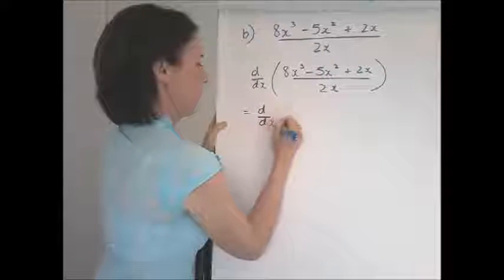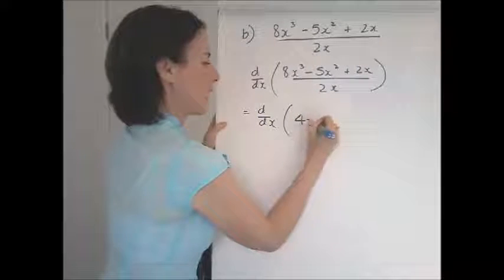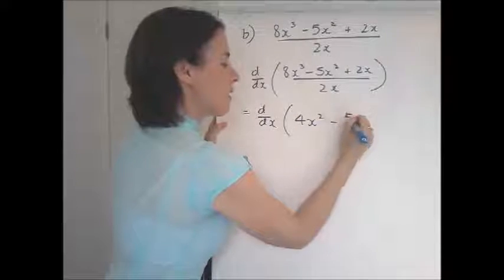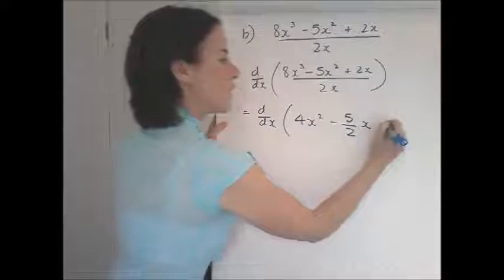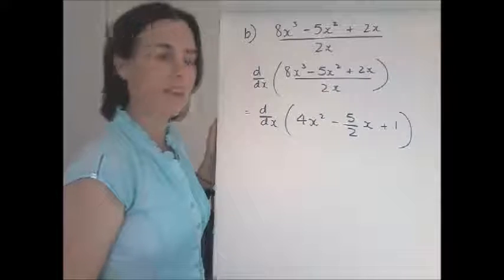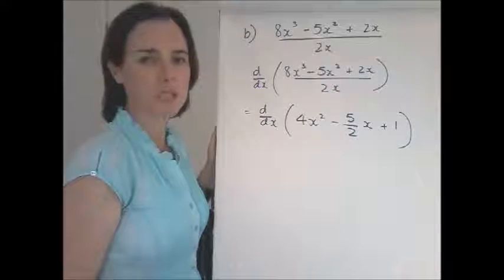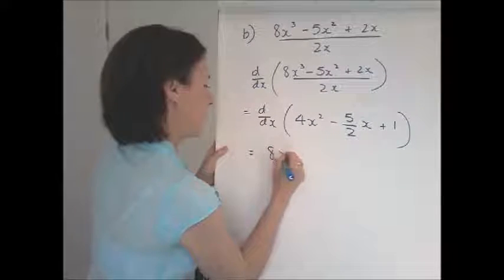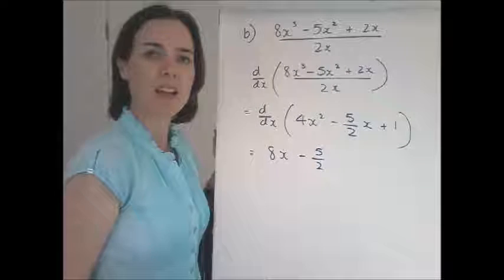So d dx, 8x cubed divided by 2x is 4x squared. 5x squared over 2x is 5 over 2x. And 2x over 2x is positive 1. So you simplify the fraction, and you can do it like that because there's only one term on the bottom. If there was more than one, we would need to look at another method. Now differentiate 8x minus 5 over 2, and that's what we are left with.